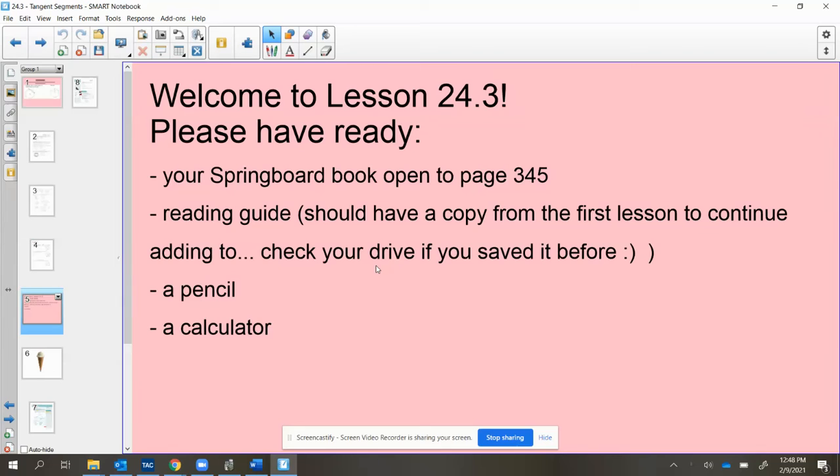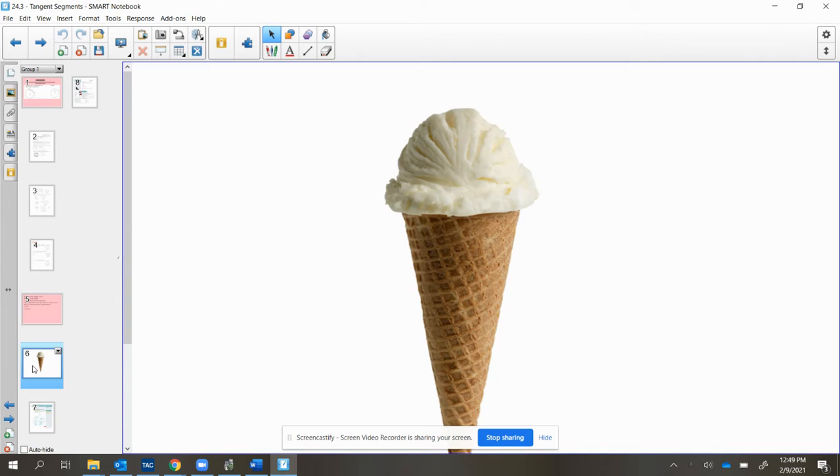Everyone, and welcome to the last part of Activity 24, Lesson 24.3 on page 345. Today we are going to talk about the tangent theorem. So you're going to want your reading guide with you to finish up the last of Activity 24, a pencil, and a calculator. I'm going to start today talking to you about an ice cream cone.